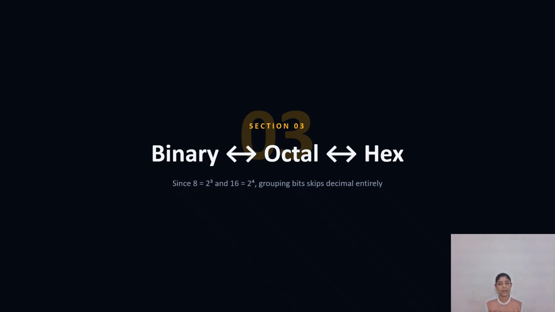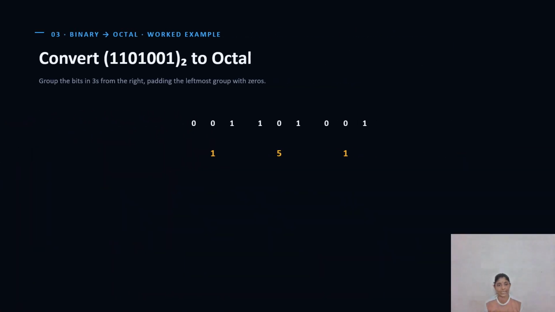Here I represented octal as 8, which is 2 power 3. Hexadecimal is 2 power 4, 16. So this is the way how you have to group the bits, right? If the binary is grouped as 3 bits, we call it octal. The same binary grouped into 4 bits, we call it hexadecimal.